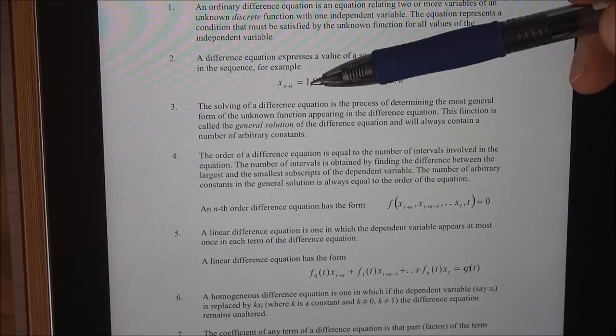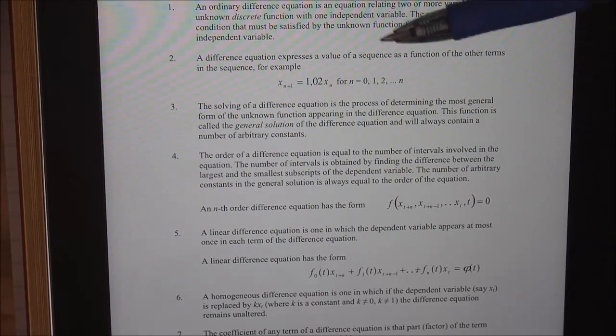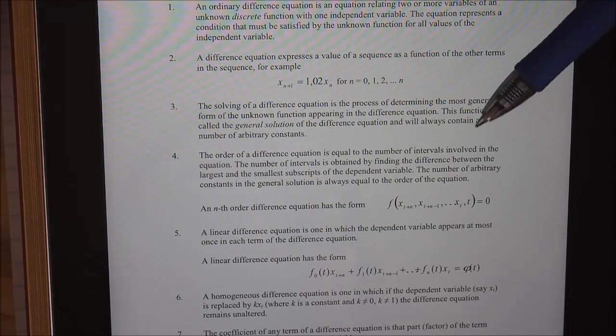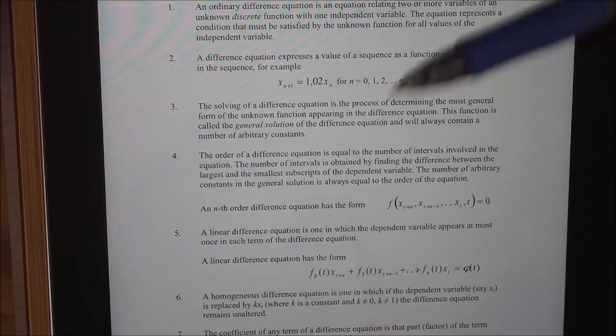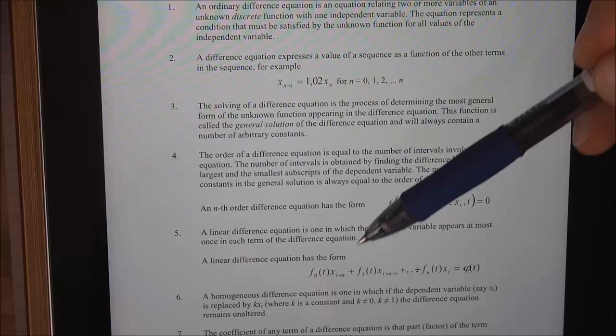So the number of intervals involved is just going from x_{n+1} to x_n. So there's only one interval, so it's first order. Okay, and we'll see some examples later on and illustrate different orders of difference equations.